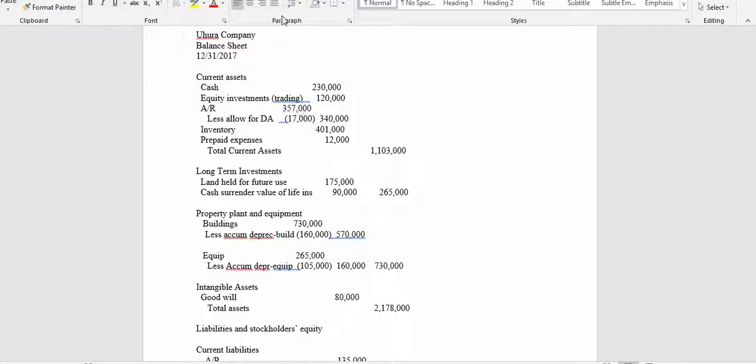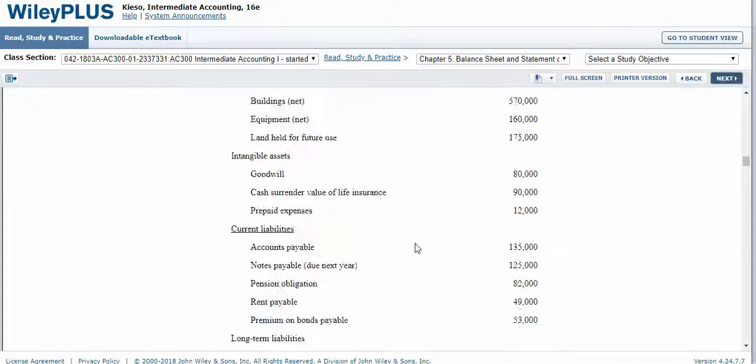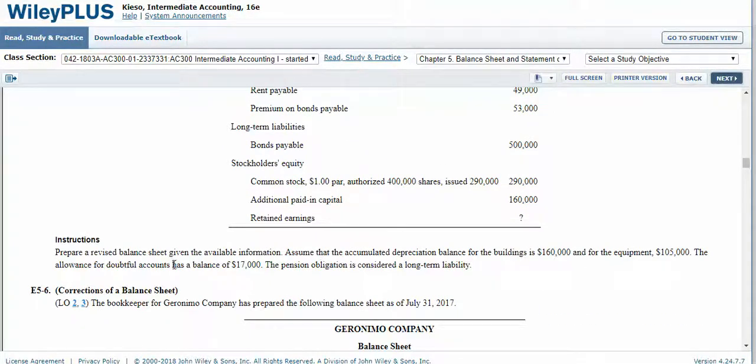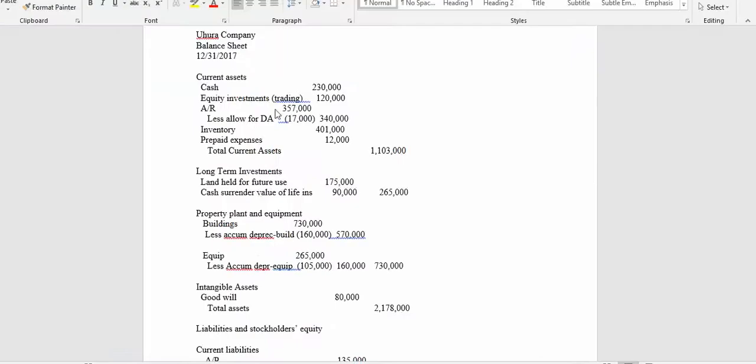Now the receivables were okay, except that they put them at their net. So their net was what they were worth minus the allowance for doubtful accounts. So this is the receivables net of what their allowance is. So the allowance is provided down here, 17,000. So what they're saying is, let's go back to the other one. The receivables were originally worth 357, but what is a receivable? It's something that somebody owes you. So what is the value that somebody owes you?